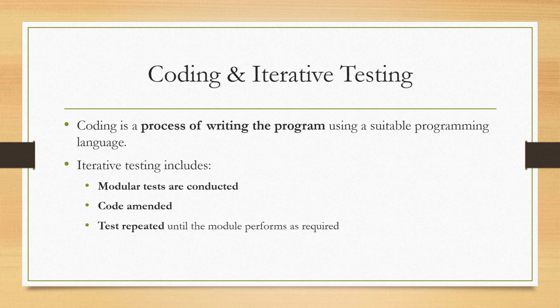Iterative testing includes modular testing. Modular testing means testing the small programs that are part of the big program. In the analysis phase, we decompose it into smaller problems. Those small problems are basically modules, and so the programmer tests each and every module. Then if there is any error, the programmer will amend the code and then repeat the test until the module performs as required. Until all the errors are removed, the programmer will keep this process. This cycle will be continued. You have to make a test, amend the code, and then retake the test.